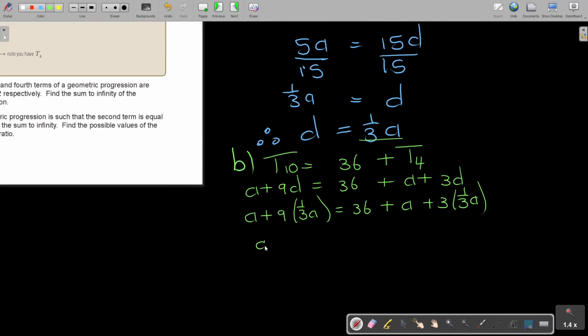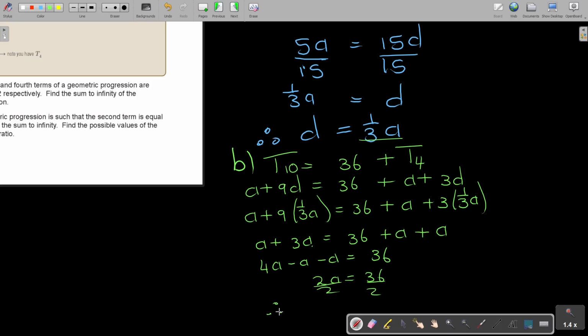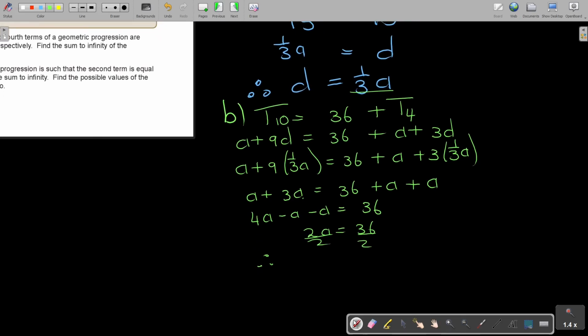So it's going to be A plus 3A equals 36 plus A plus A. So it's going to be 4A minus the A, and that's going to be equal to 36. So 2A equals 36. So if I divide by 2, I get that the value of A is equal to 18.